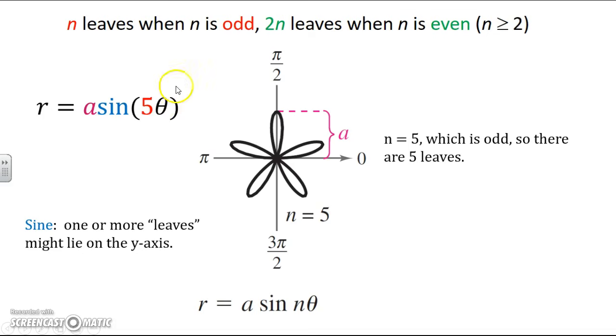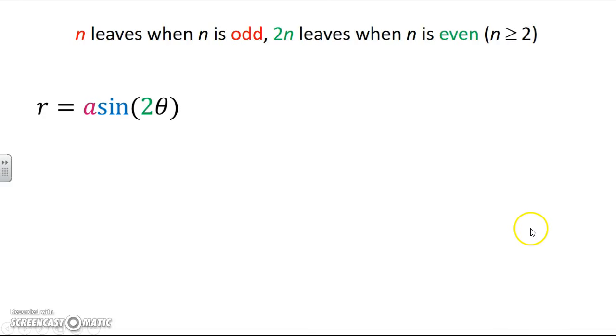And here I have a times the sine of 5 theta. Because n is odd, 4 of those don't lie on any of the axes, and the only leaf that does lie on an axis is indeed the y-axis. So again, in our work, when we do homework, we'll see if that bears out for us. So here is r equals a times the sine of 2 theta.